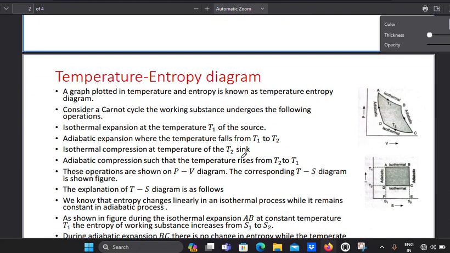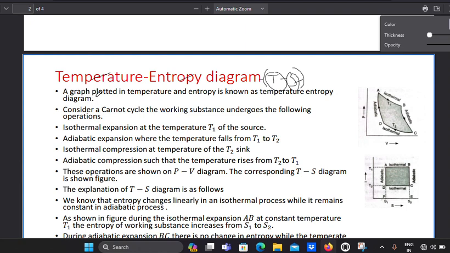So my today's topic is a temperature entropy diagram, and this is also called the TS diagram. Why is it called TS? Temperature is denoted by T, entropy is denoted by S, so that is why it is also called the TS diagram. That means how the changes occur and how they are related, graphically. That is what I will explain today in this session.